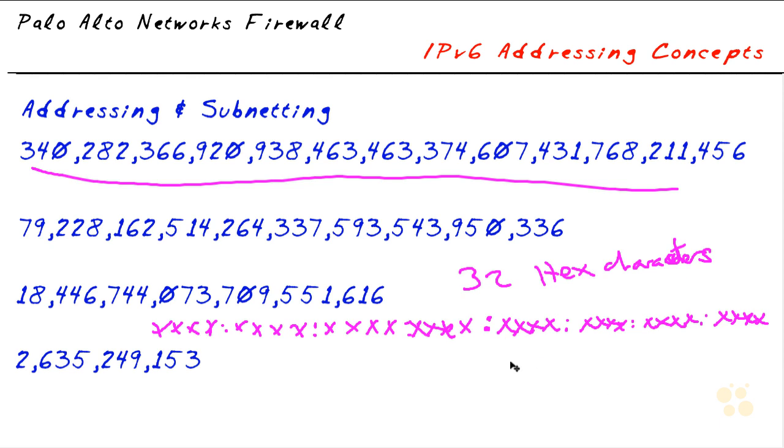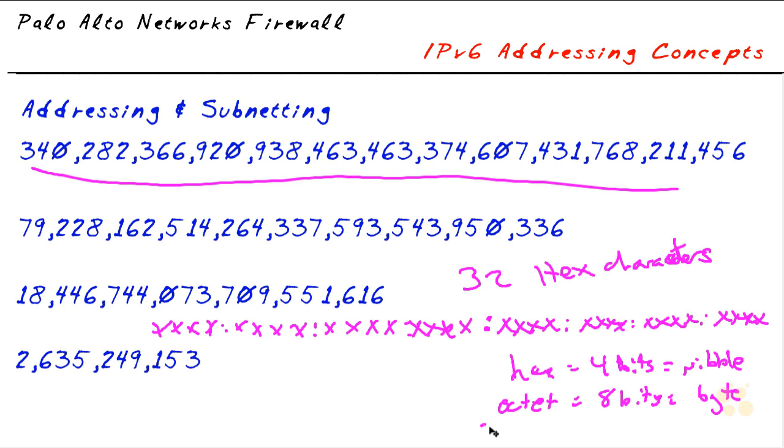Now, each hex character is 4 bits. So each of these chunks is going to be 16 bits long. 16 times 8, 128. All cool with the math. 4 bits is called a nibble. So we get in the binary, our octet is 8 bits, which is also called a byte. So 2 octets, or our chunk right here, is 16 bits. 2 bytes, I call it a mouthful.